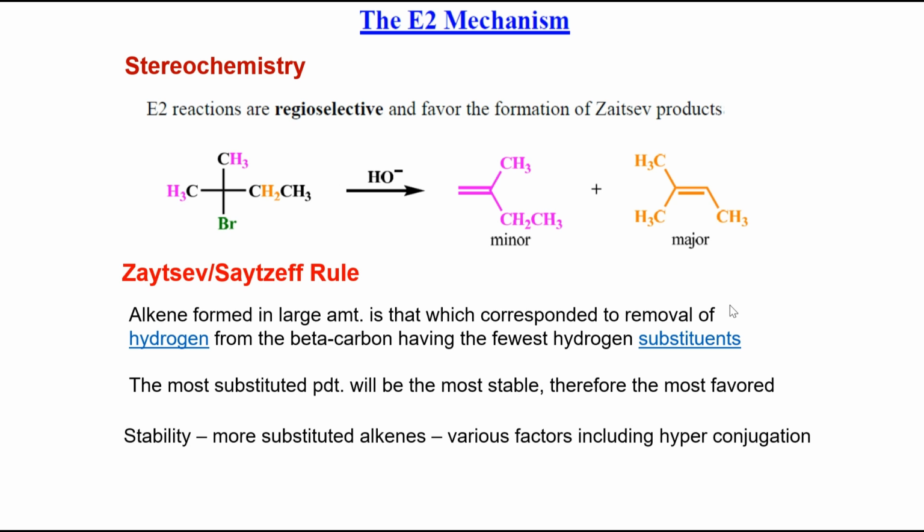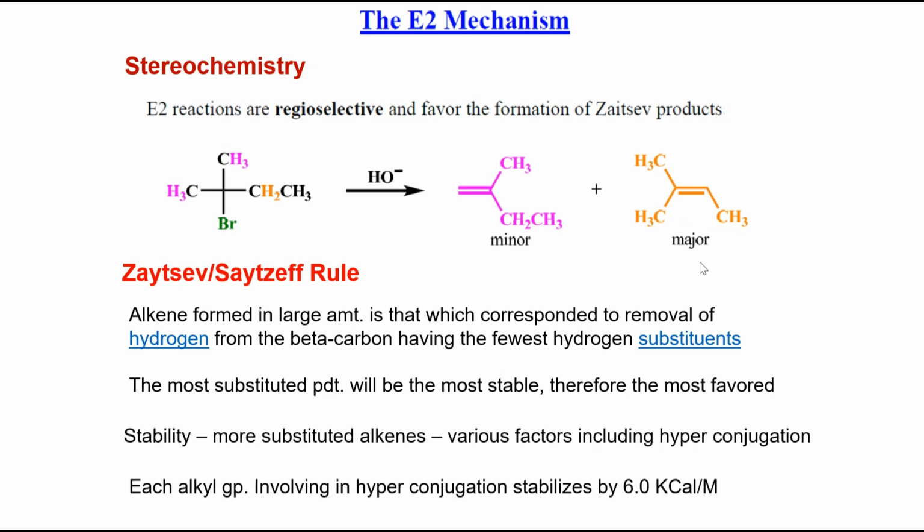It is because of the fact that the more the substitution by alkyl groups, the more will be the stability of the alkene. It is attributed to various factors including hyperconjugation and inductive effect. It is said that each alkyl group substituted on the alkene stabilizes the alkene by 6 kilocalories per mole through hyperconjugation. Hence, the more substituted the product, the more will be its formation. This is Saytzeff's rule.